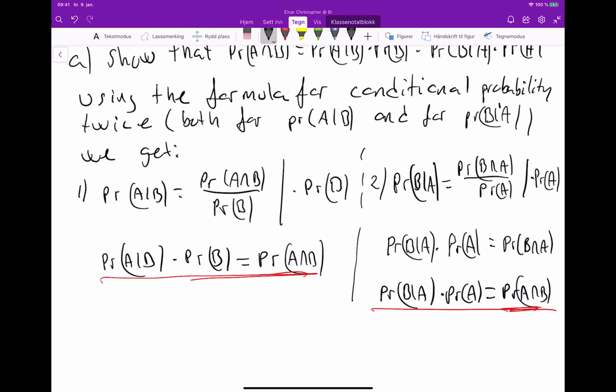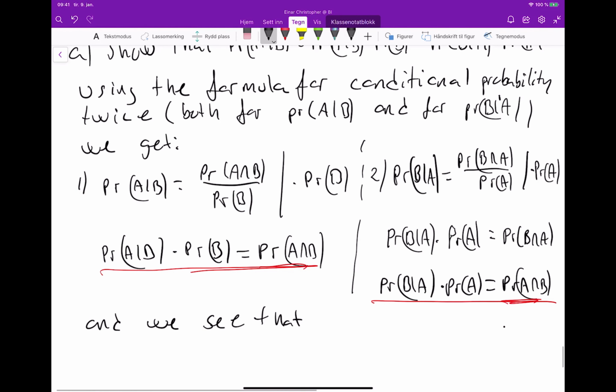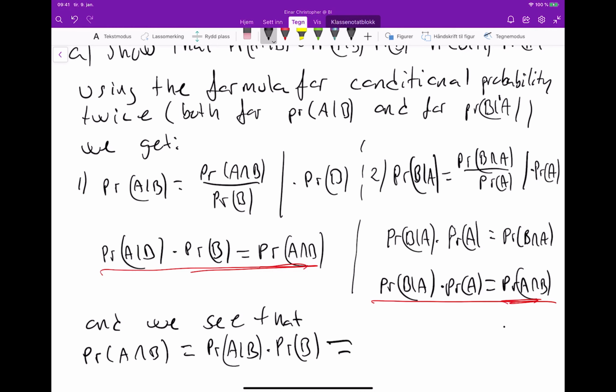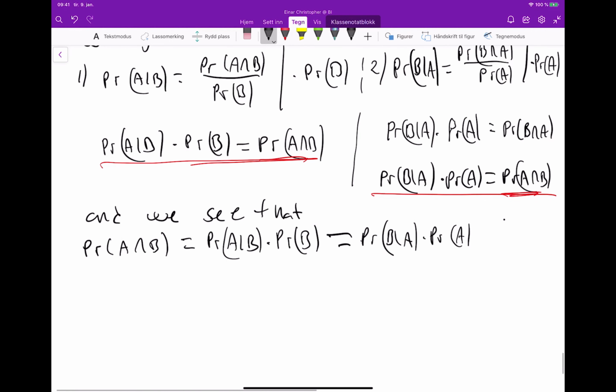So we can conclude that the probability of A and B is equal to either the probability of A given B times the probability of B, which is this first one, or this is also equal to the probability of B given A times the probability of A. So that was A. Then we can go to B.